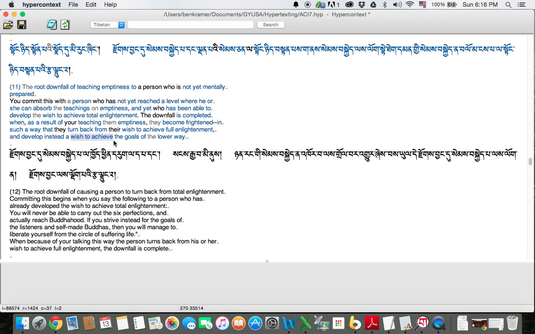Yeah. And then for Sem, do I say wish or wish to achieve? It should be Semke Kena. Right, the wish to develop. Technically, if you want to get it right, yeah. Develop the wish. So I'm just going to say wish? For Sem, am I going to say wish or wish to achieve?